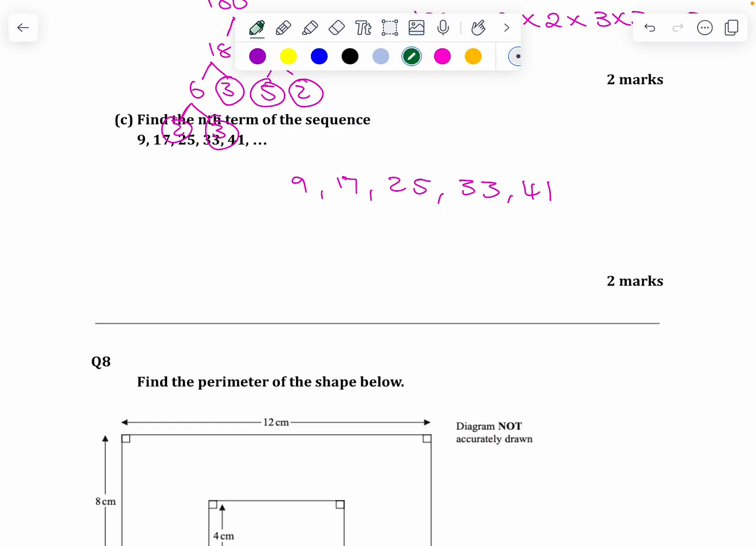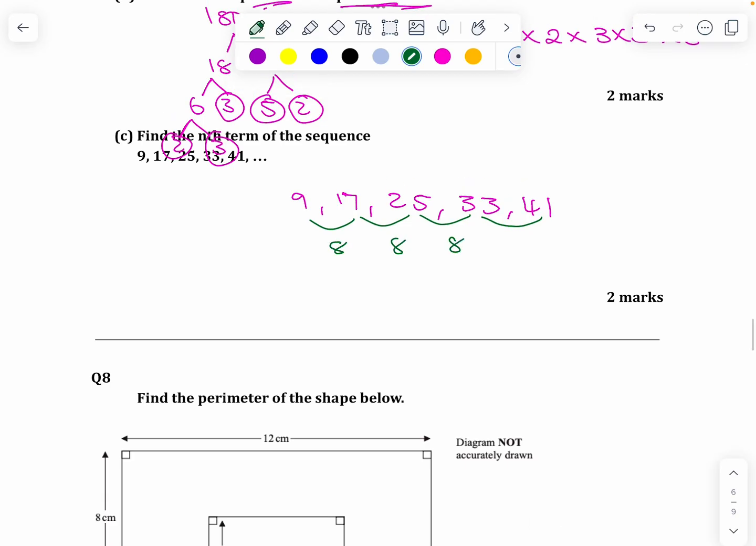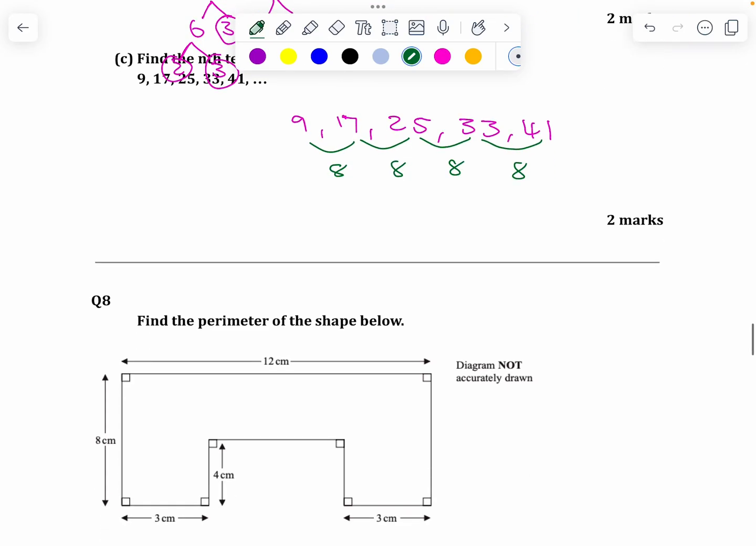No, it'll be fine. It's going up in 8s, as you can see here. So it's going up in 8, so that you know it has something to do with the 8 times table. So you write 8n. That got you at least 1 mark, as long as you understood it was 8n.